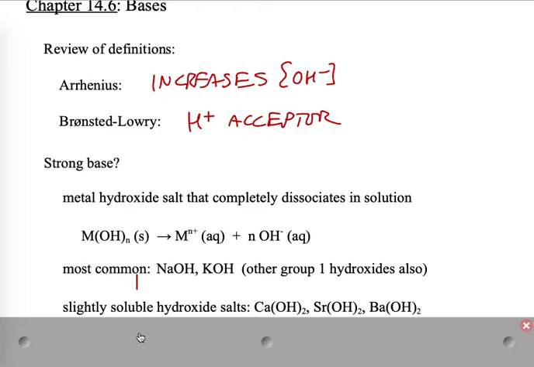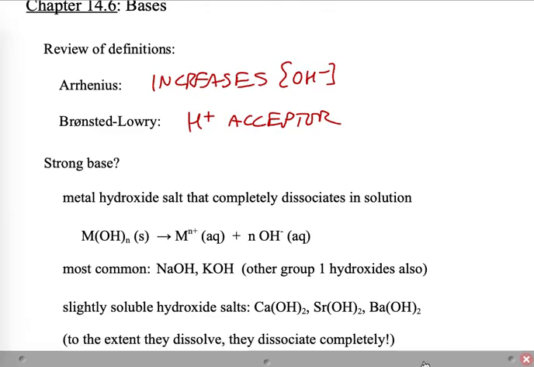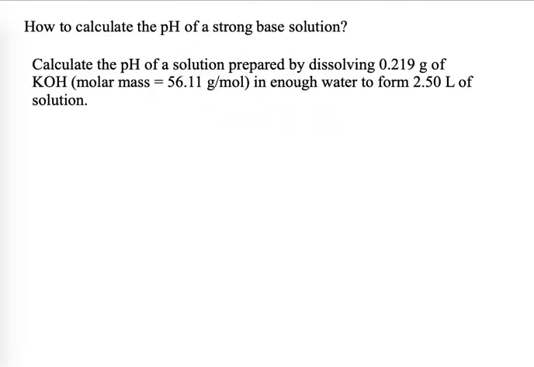The Group 2 metal hydroxides, for example, calcium hydroxide, strontium hydroxide, and barium hydroxide, are only slightly soluble, but to the extent that they dissolve, they do dissociate completely, so I suppose we could consider them to be strong bases as well. How do we calculate the pH of a strong base solution? Pretty much by composition. We use stoichiometry to figure out what the concentration of the hydroxide anion is, and from that we use our definitions of pH to calculate pH.